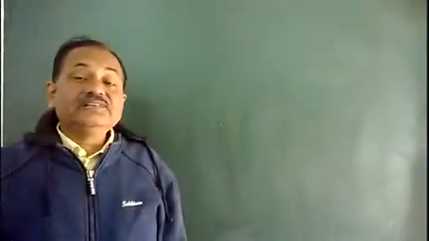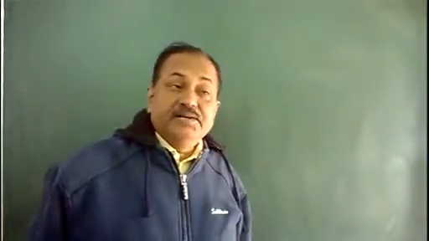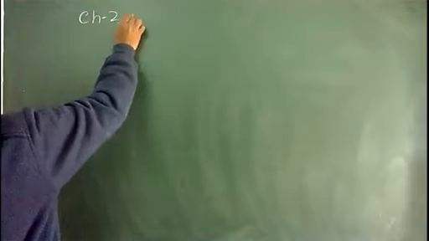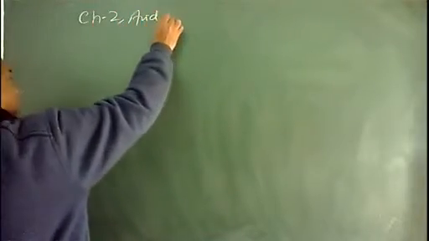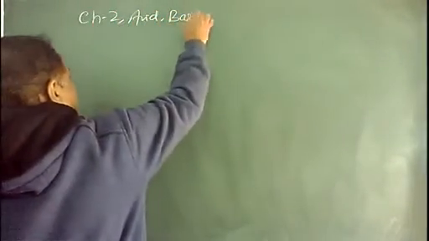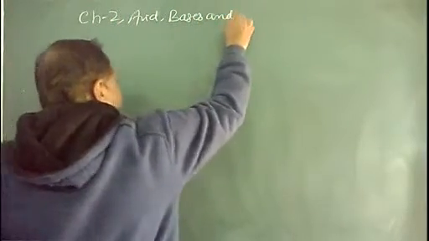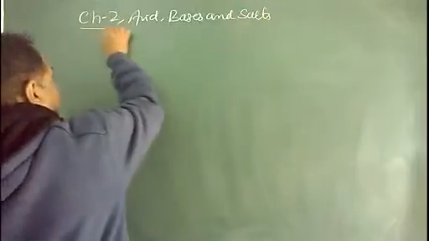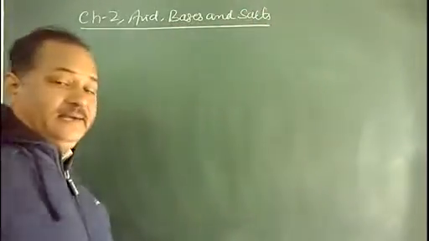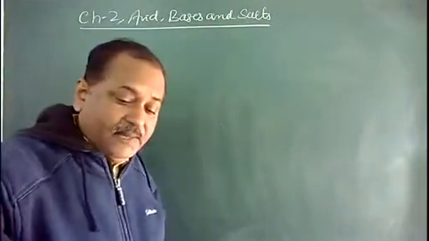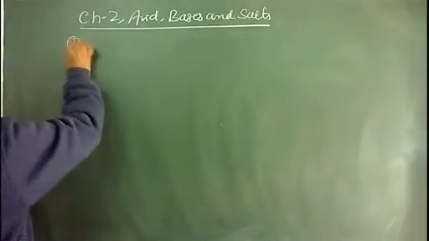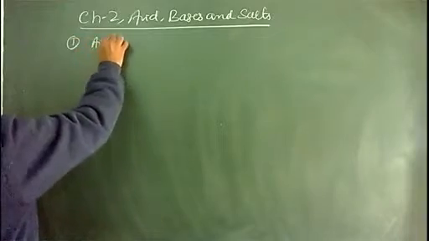So children, today we will see the next very important part in the second chapter, that is acids, bases and salts. Now here we have to see today about the properties of acids, bases and salts. So children, first I am going to explain about the acids.